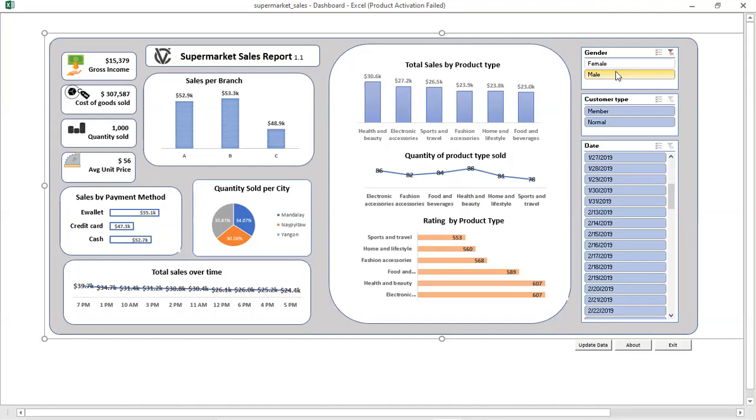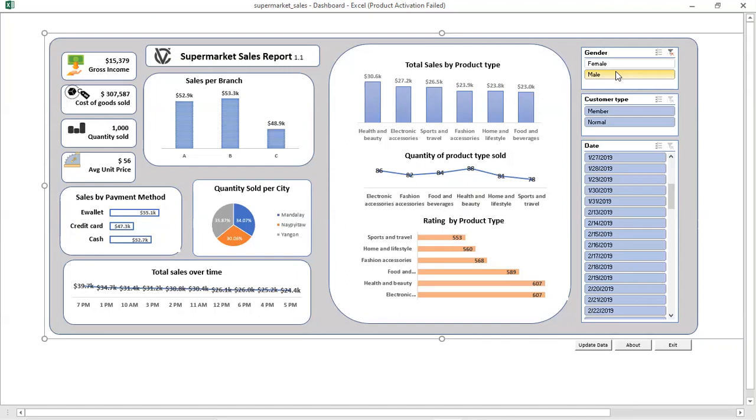7 p.m. is the time when most things were bought, where almost all sales were made, and 5 p.m. is the least time. But for the males, the product type flipped. Health and beauty is the highest bought, where the highest sales are made, and then food and beverages where the least sales are made, and that also reflects in the quantity of product type sold.